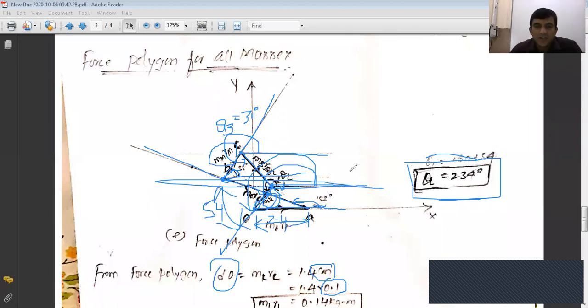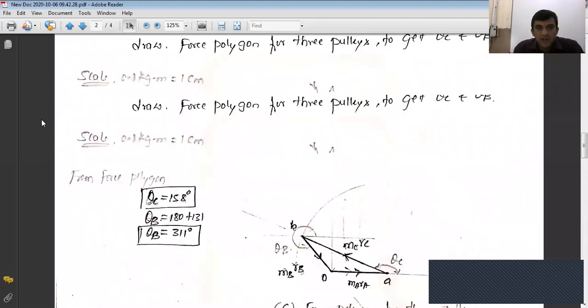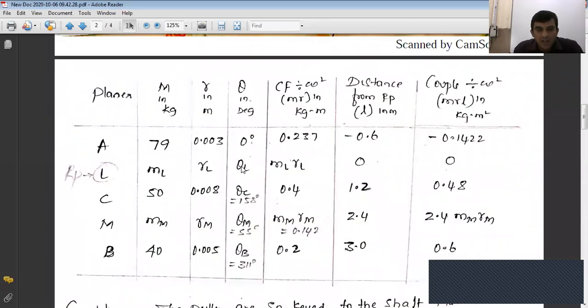Okay, now transfer all these values into the table. Here I'll not transfer. Theta L is equal to 234. So what value I got, that value I'll write here. What value you got, you write the same value there.